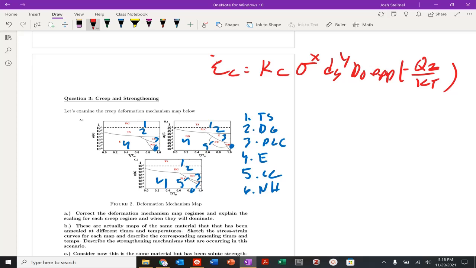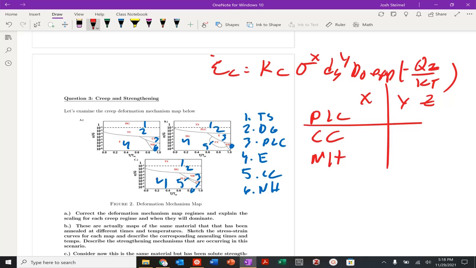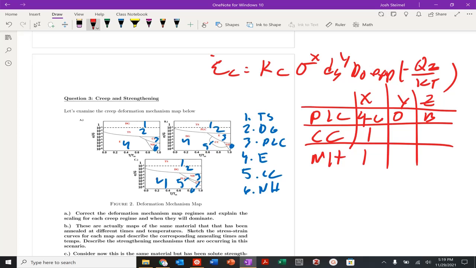So we know for our PLC, our Coble creep, and our NH what those values are. So x, y, z. For PLC, we're going to scale here 4 to 6, to the y 0, and z, it's going to be our bulk. For our Coble creep, this is going to be 1. For Nabarro-Herring, 1. Coble creep is minus 3, minus 2. This is grain boundary, and this is bulk.